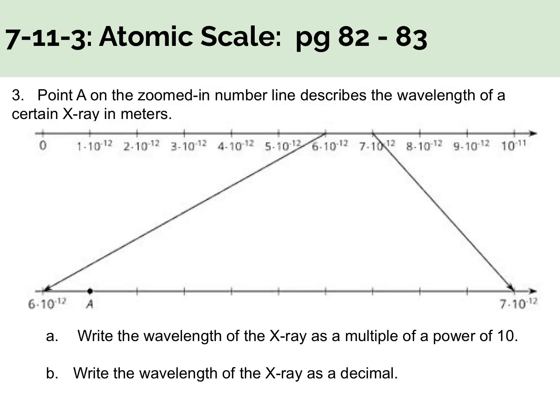All right, let's look at number 3. It says point A on the zoomed in number line describes the wavelength of a certain X-ray in meters. So I'm going to label that to remind me. This is X-ray. Cool. All right, and it says write the wavelength of the X-ray as a multiple of a power of 10, and write the wavelength as a decimal. So go ahead and pause, answer that question, and then come back to me.